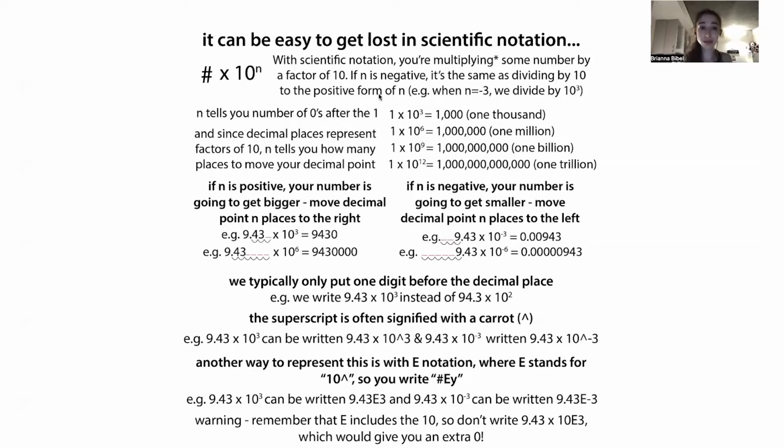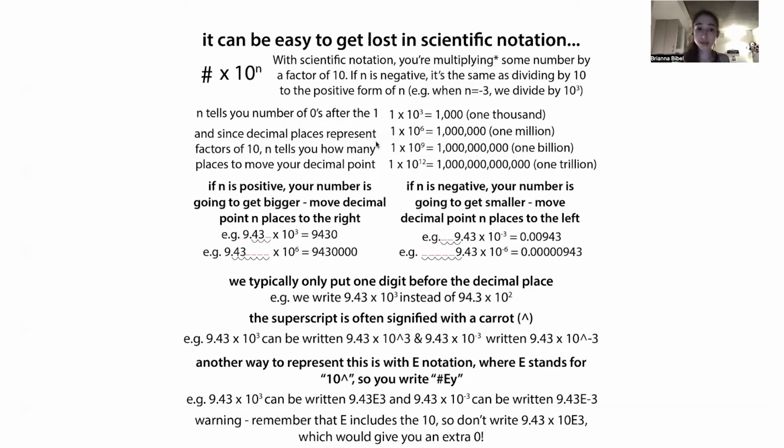So n tells you the number of zeros after the 1. So 1 times 10 to the third, well, that's going to be 1,000. You have 3 zeros after the 1. And so it's after the 1, not after the 10. That can be one place where it's easy to add or subtract a 0.